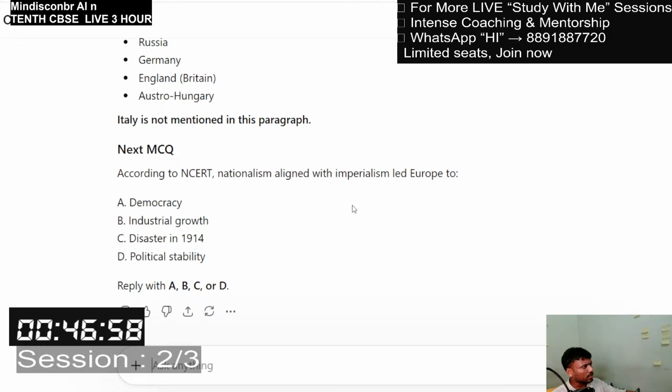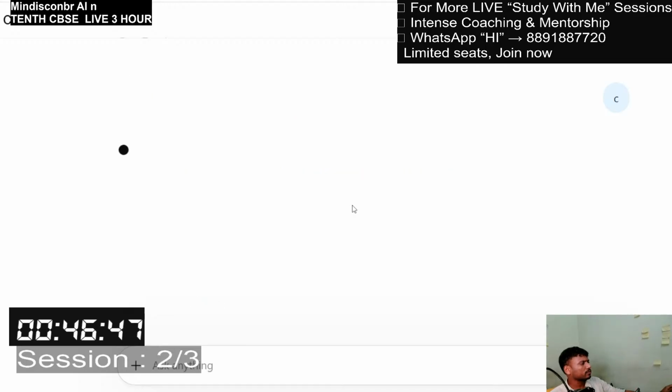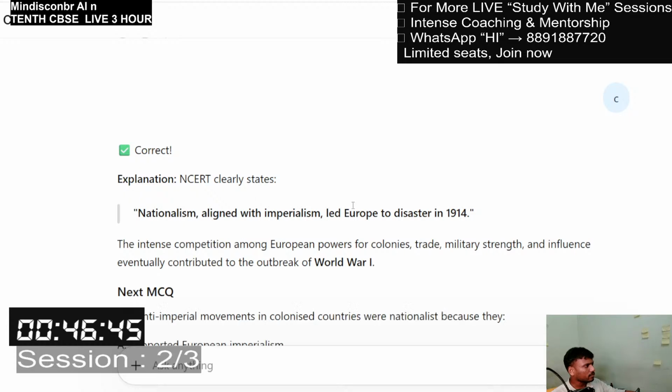According to NCERT, nationalism aligned with imperialism led Europe to a disaster in 1914. Nationalism aligned with imperialism led Europe to disaster in 1914. The intense competition among European powers for colonies, trade, military strength, and influence eventually contributed to the outbreak of World War One.